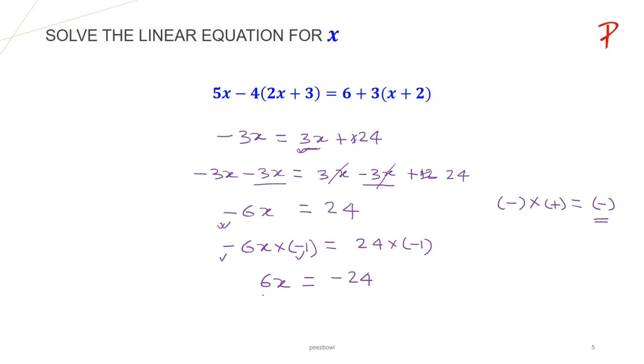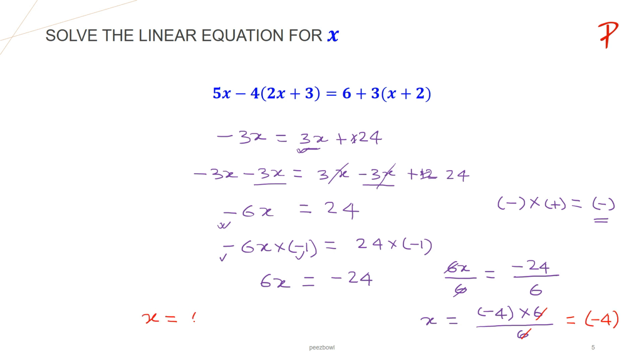So now I have to remove 6 from 6x. How we are going to do it? 6x divided by 6 is equal to minus 24 divided by 6. This 6 and this 6 will cancel each other, and this way we have x is equal to minus 24, which can be written as minus 4 multiplied by 6, right? And this 6 at the denominator. So this 6 at the numerator and this 6 at the denominator will cancel each other, and what we have is minus 4. Okay. So the value of x is minus 4.